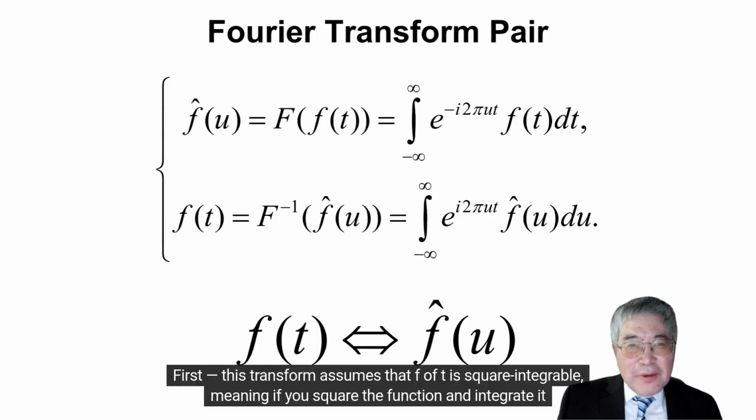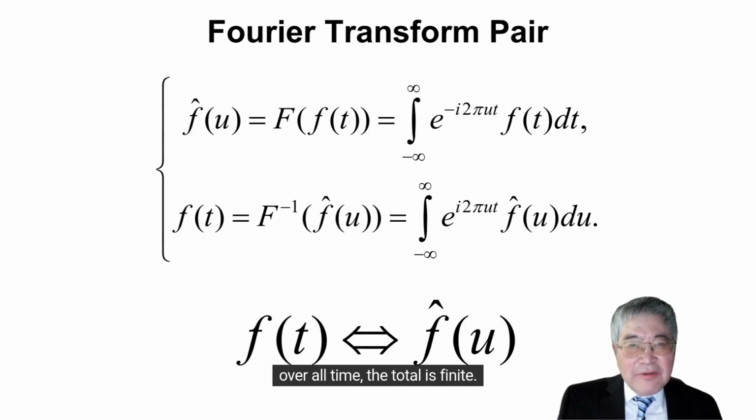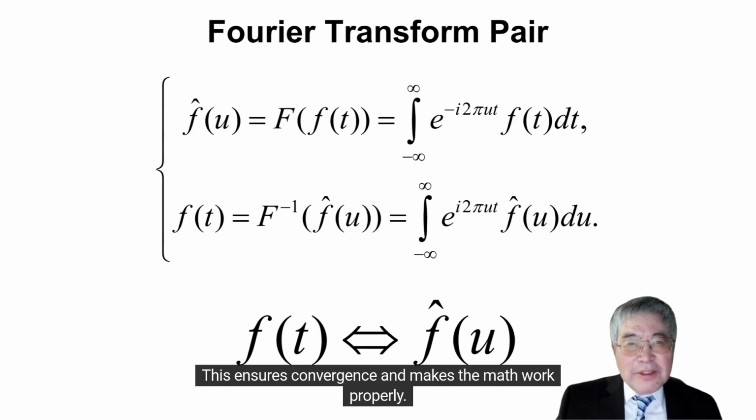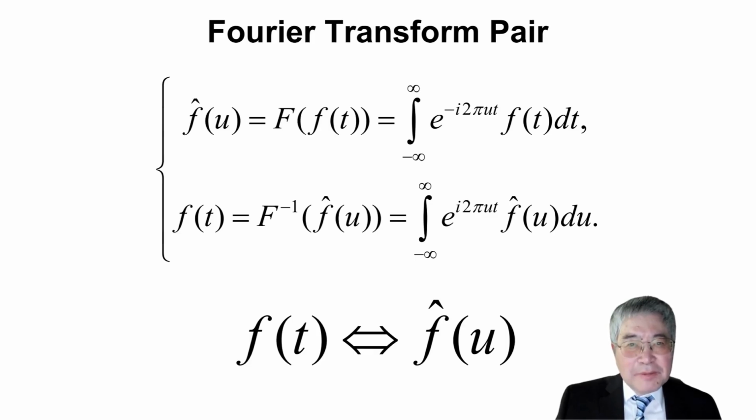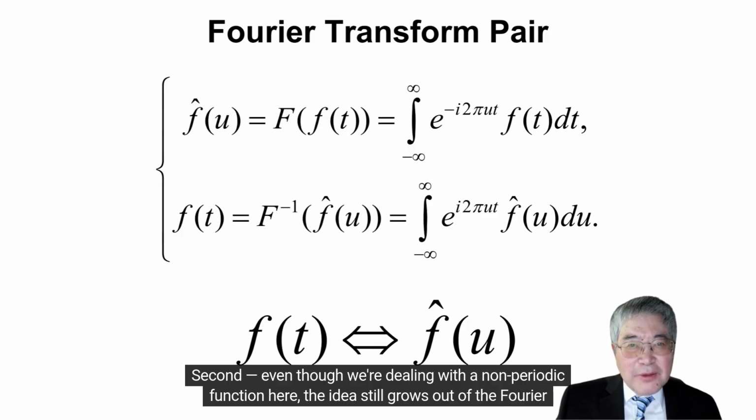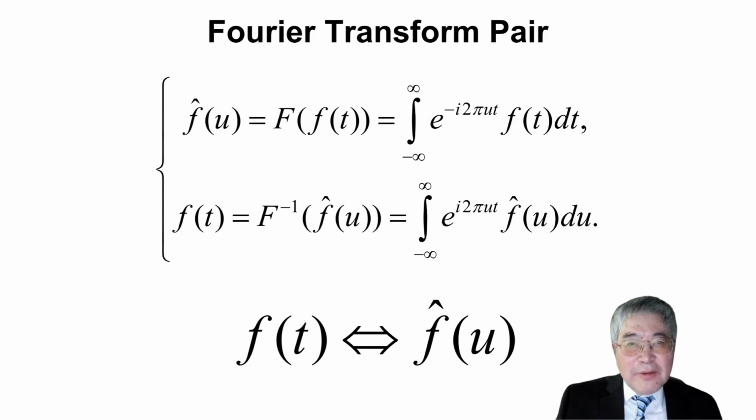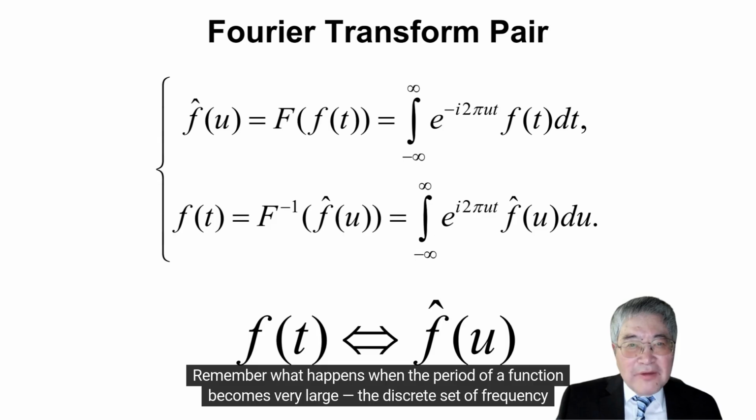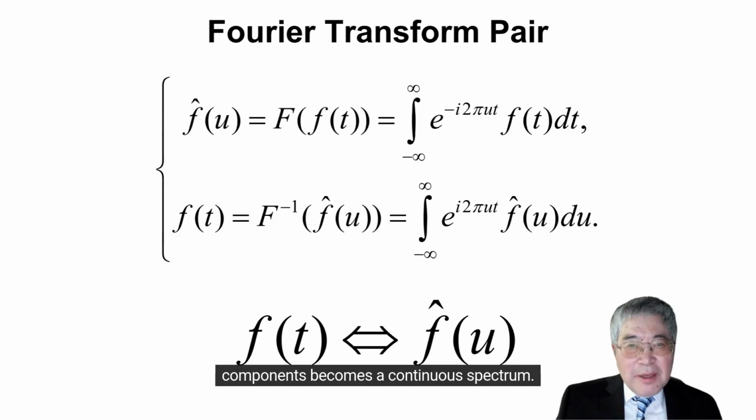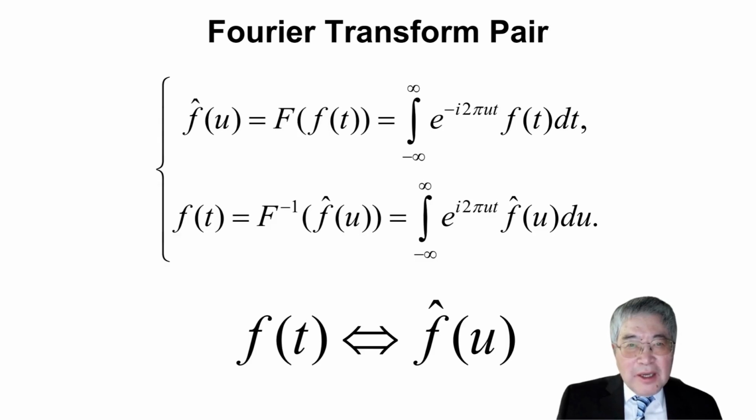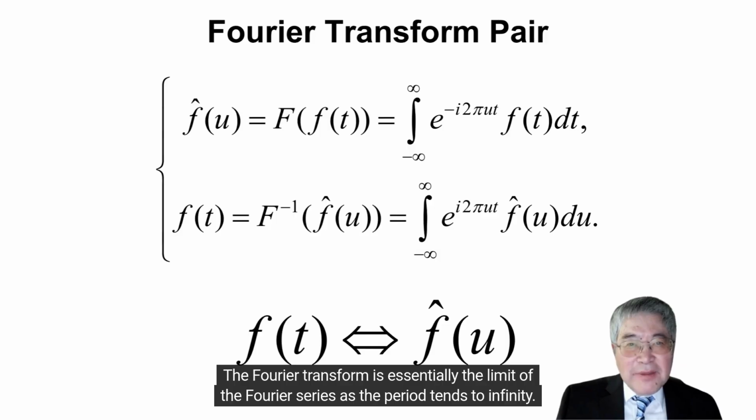First, this transform assumes that f of t is square integrable, meaning if you square the function and integrate it over all time, the total is finite. This ensures convergence and makes the math work properly. Second, even though we're dealing with a non-periodic function here, the idea still grows out of the Fourier series. Remember what happens when the period of a function becomes very large. The discrete set of frequency components becomes a continuous spectrum. The Fourier transform is essentially the limit of the Fourier series as the period tends to infinity.